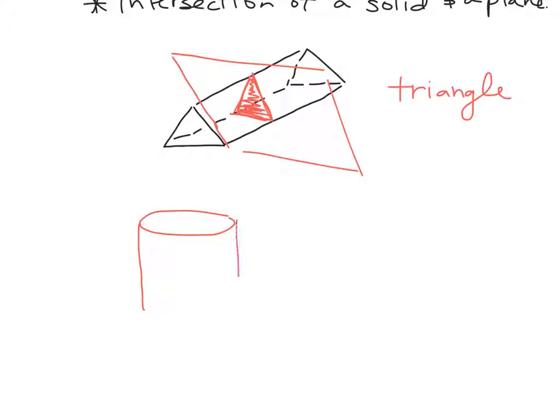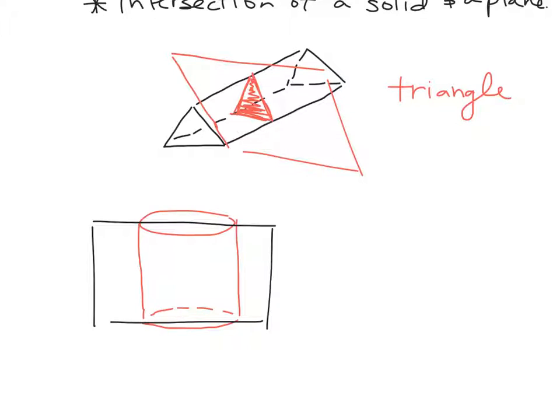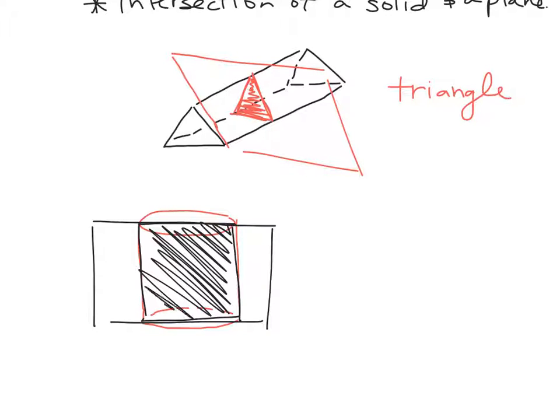So here's our cylinder. If I were to take a plane, I missed the middle. Try that again. Okay, and cut through like that. Basically what you'd be seeing is this rectangle. Okay, so that would be your cross section for a cylinder. Questions on that? Okay.